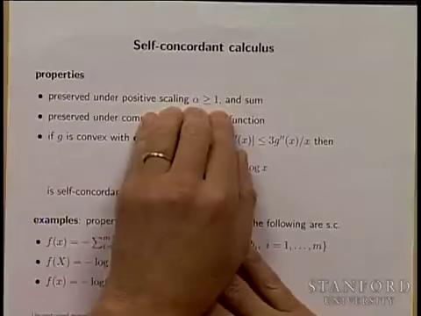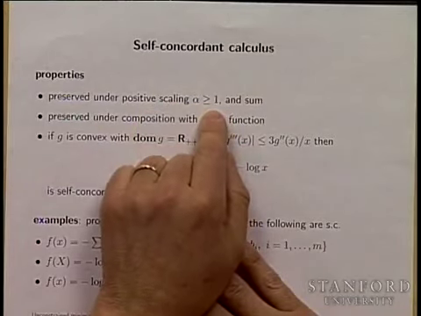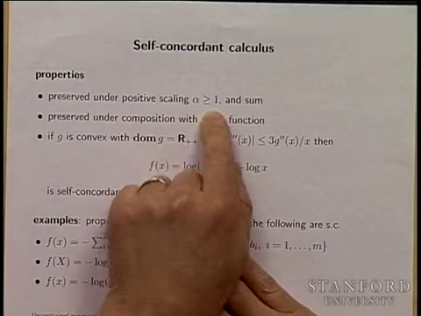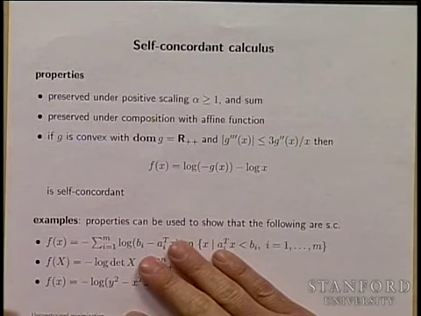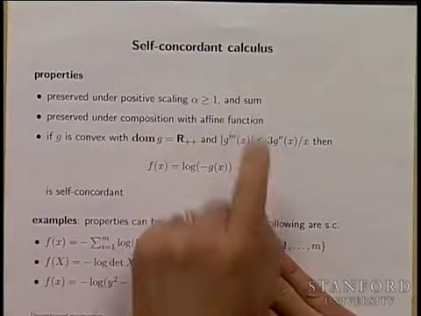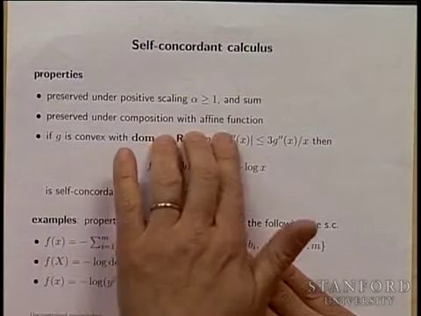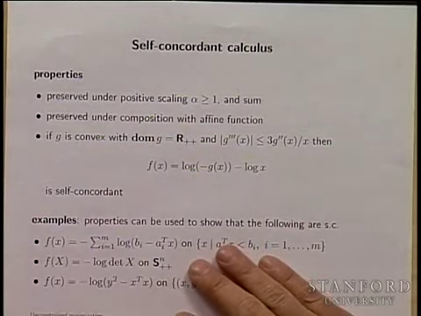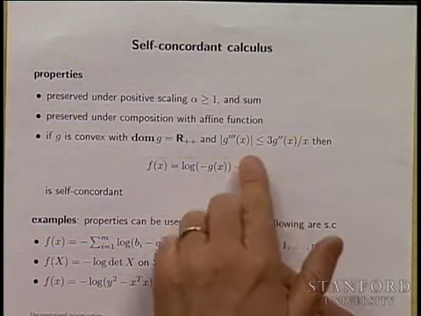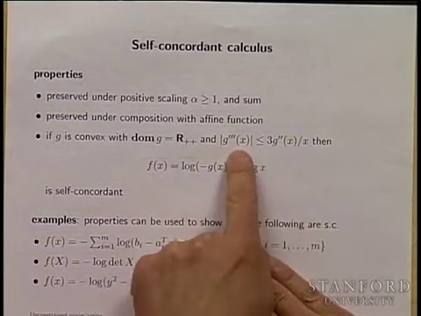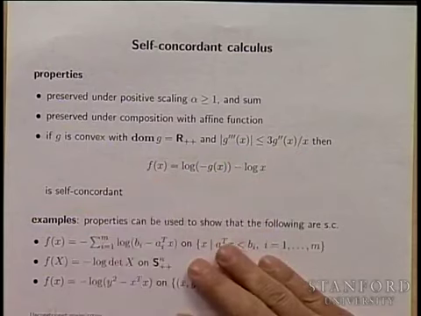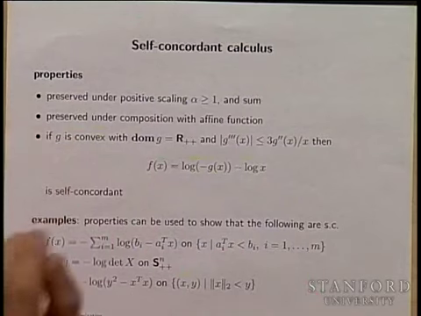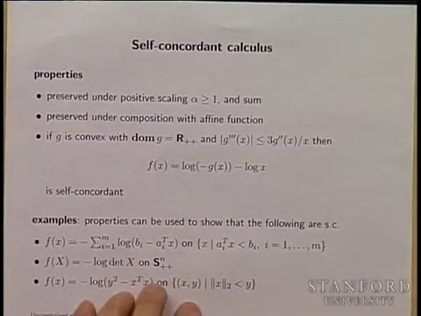And so here are some basic properties. One is it's preserved by scaling, but only if the scaling number is bigger than 1. So scaling a function by a constant bigger than 1 preserves self-concordance. So does sum. It's preserved under affine composition. And then there's a bunch of other stuff. We're not going to go into it too deeply, but for example, there's a generic result that says that if the third derivative is less than 3 times the second derivative divided by x, then this function here is going to be self-concordant. We're not going to go into details. There's more on it in the book and so on. Okay, but let's look at some examples.